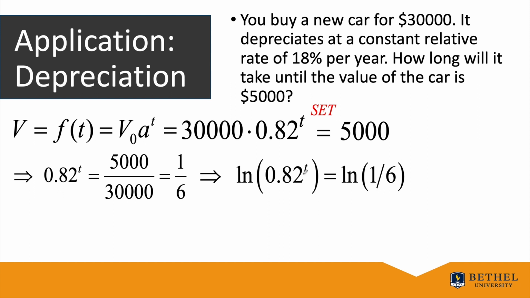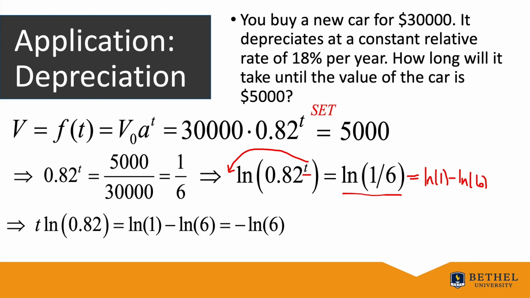By the third key algebraic property of logs, the t power can be brought out in front as a factor. And by the second key property of logs, ln of 1/6 is ln of 1 minus ln of 6. Since ln of 1 is 0, this becomes negative ln of 6, giving us this equation.